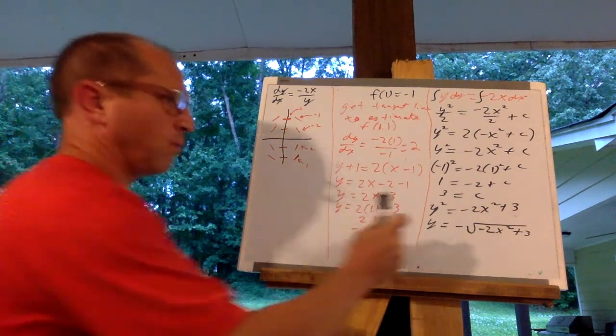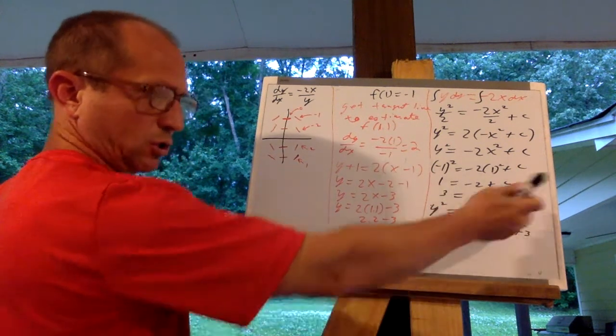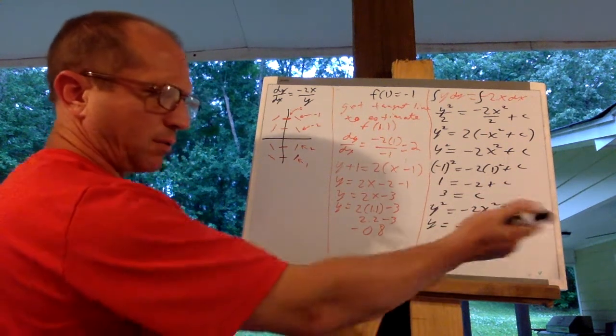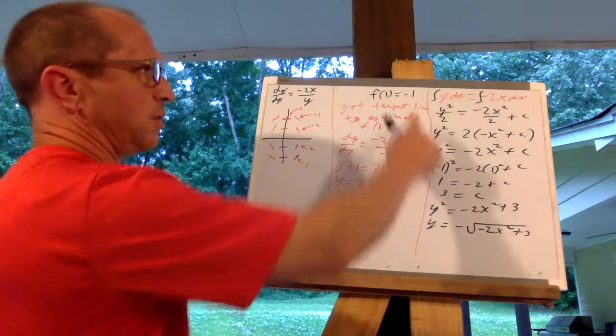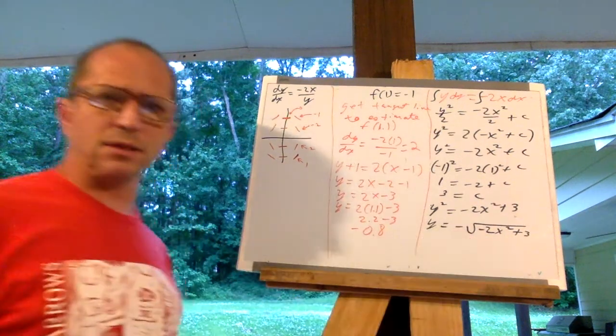So remember, there's only one solution. This would typically be a plus or minus square root because you're taking the square root of both sides. So you have to take both of them into account. But when they tell you the initial condition yields a negative value, you get that as the solution.